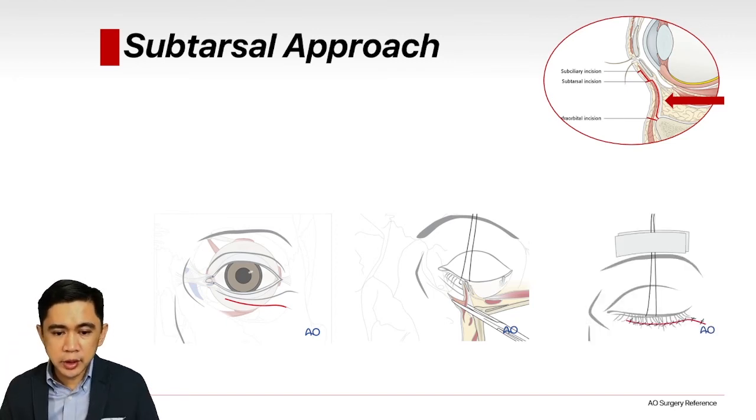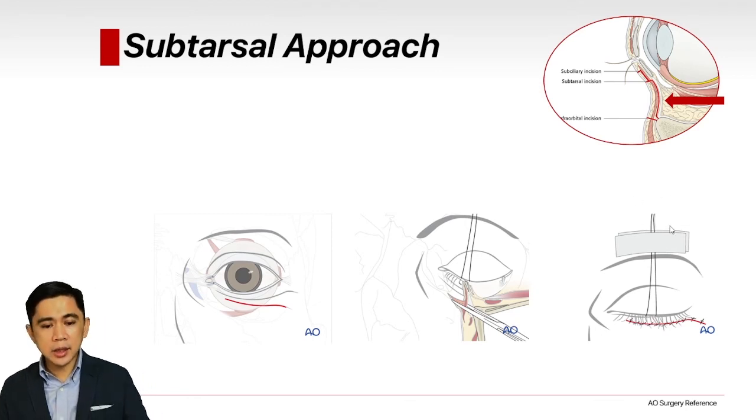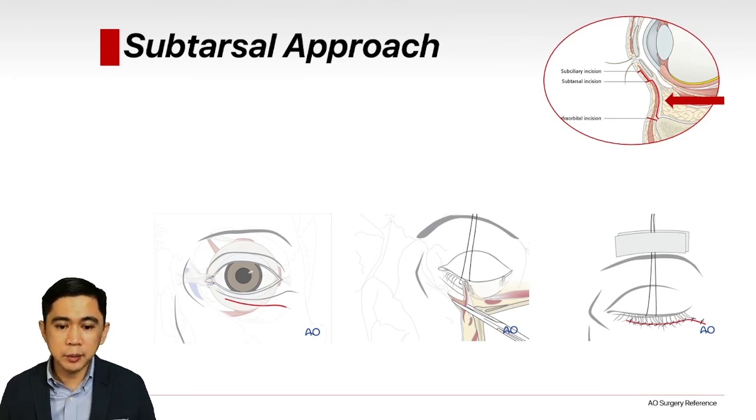So some surgeons counteract this by placing a Frost suspension suture like this over here and suspend the lower eyelid above the incision to the forehead for at least 3 to 7 days or even more, depending on the post-op edema.